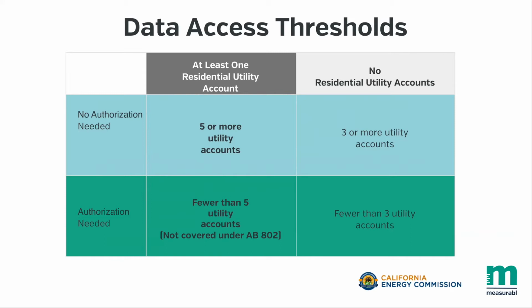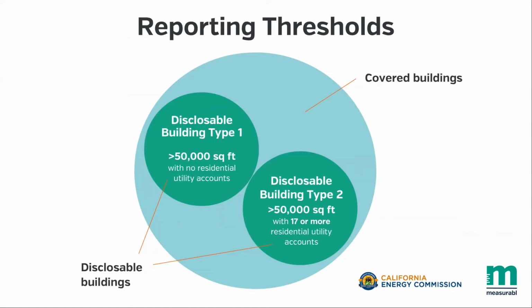So the cell at the bottom of the column, at least one residential utility account, those buildings are not covered. The utility may very well provide data if they want to. They likely would require customer permission in that case, but that's outside the scope of this program for the data access provision. Next slide, please.